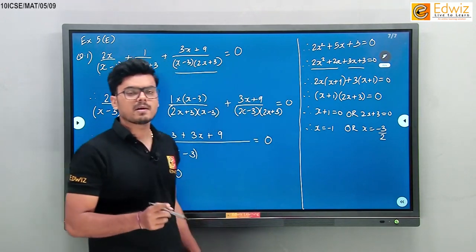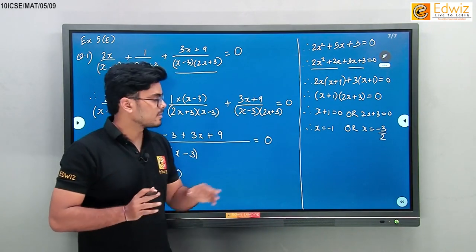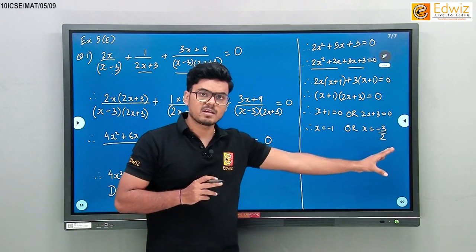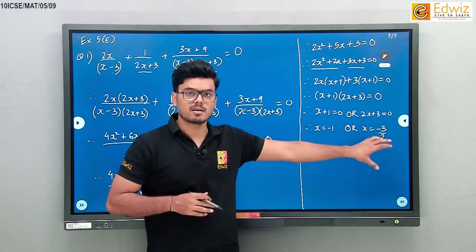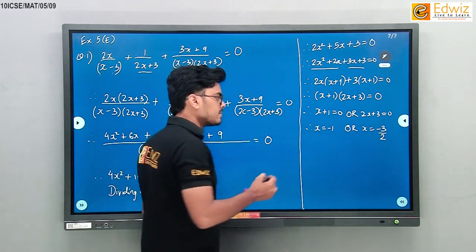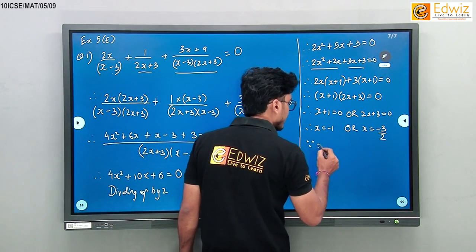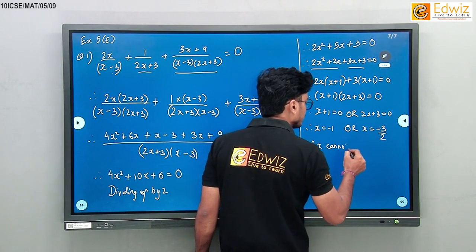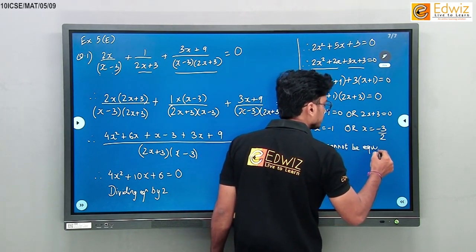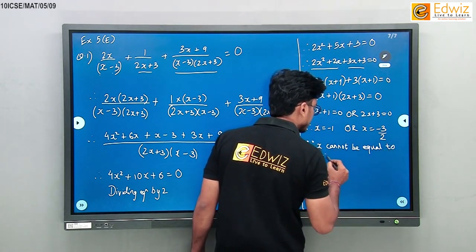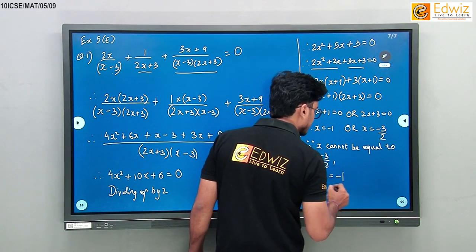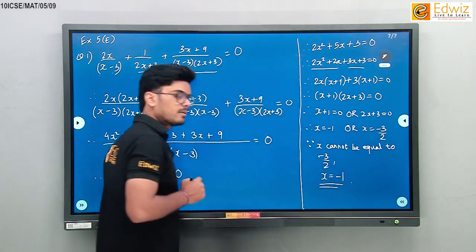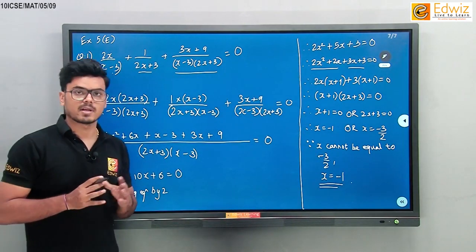Okay. Now if you remember in the question, they have told us that x cannot be equal to minus 3 upon 2. So we will have to discard this solution. This is not a valid solution. Since x cannot be equal to minus 3 by 2, x equal to minus 1 is the only solution. Okay. This is the final solution of this quadratic equation.